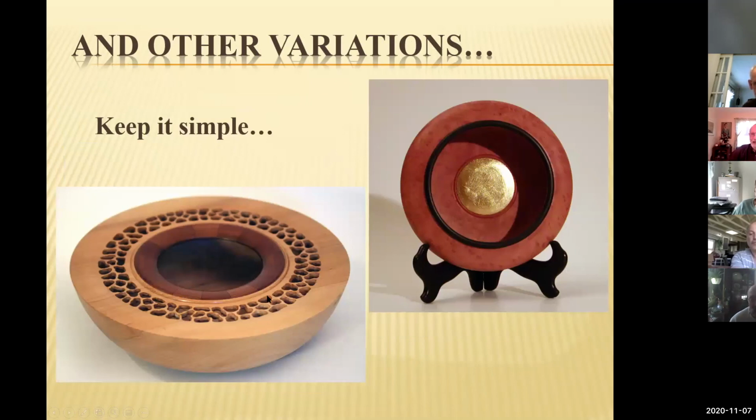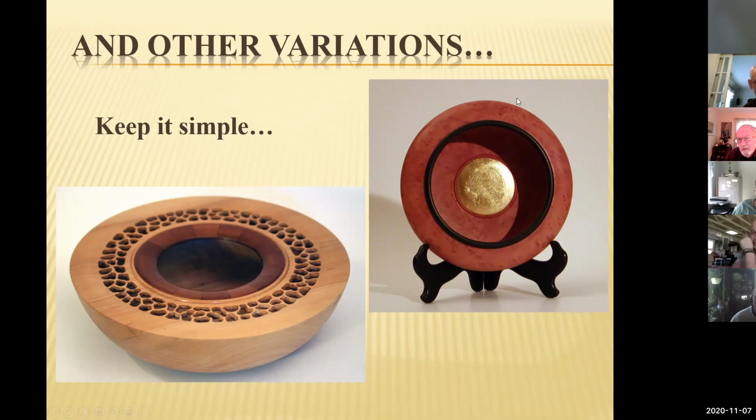Sometimes you can combine segmented turning with non-segmented. Here's a bowl that I did from a single piece of maple. I turned it, hollowed it out, did some carving around it, and then I just put this lip, this ring, which is the only segmented part, and glued that on here to kind of embellish this single piece.